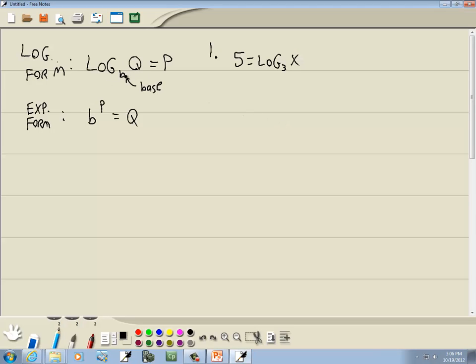Well, they give it to us in log form. Again, the number that's smaller, that's kind of set down right here, that's our b. And then what follows that is our q. So this is q. And then our other side of the equals is our p. Now our exponential form is b to the p is equal to q. So we'll plug in the letters we just identified. B we said was 3, p is 5, and q is x. And that'd be your answer.